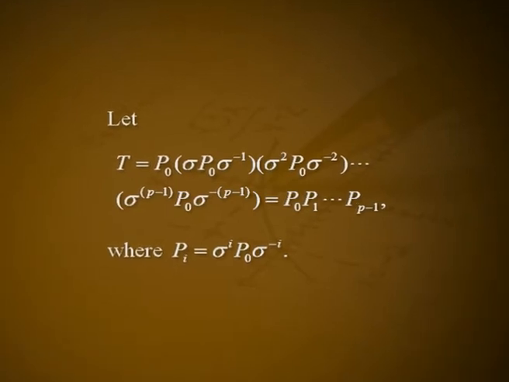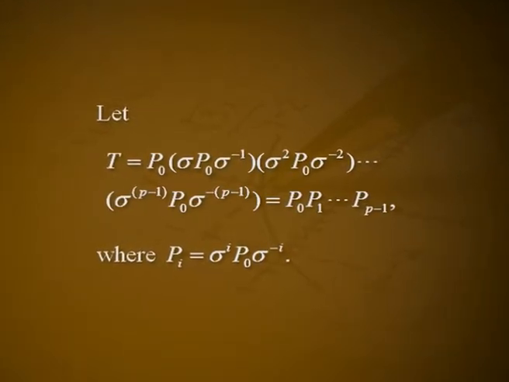Let T be equal to P naught times sigma P naught sigma inverse times sigma squared P naught sigma^(-2), etc. sigma^(p-1) P naught sigma^(-(p-1)), that is equal to P naught times P1 times etc. P(p-1), where P_i is equal to sigma^i P naught sigma^(-i). Each P_i is isomorphic to P naught and has order p^(n(k-1)). Also, elements in distinct P_i's influence non-overlapping sets of integers, hence commute. Thus, T is a subgroup of S_(p^k).